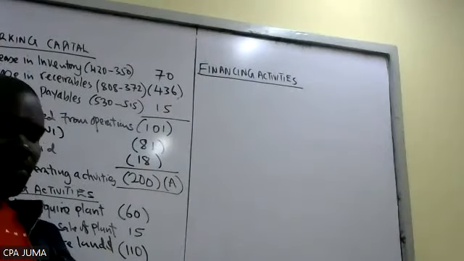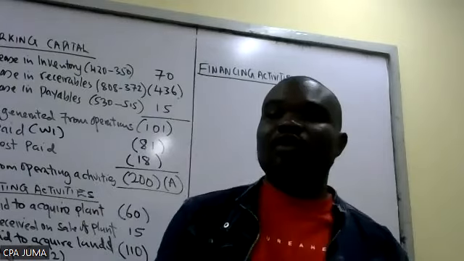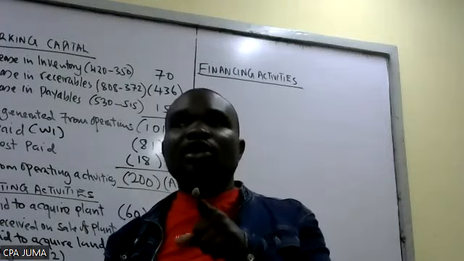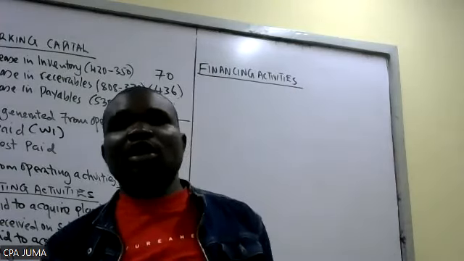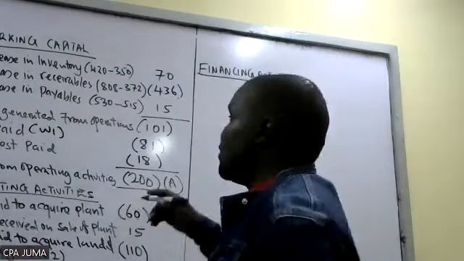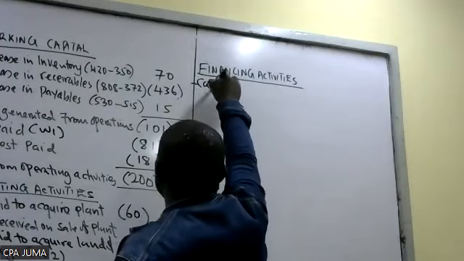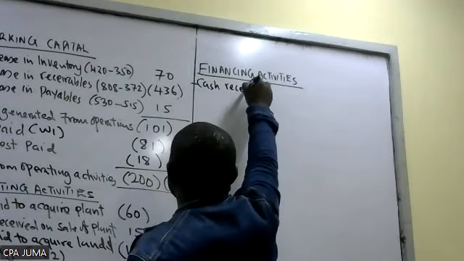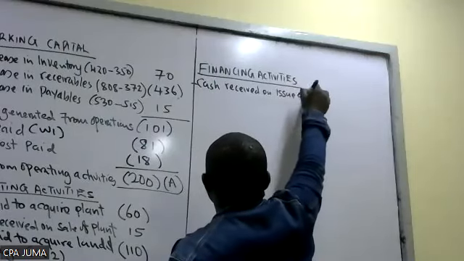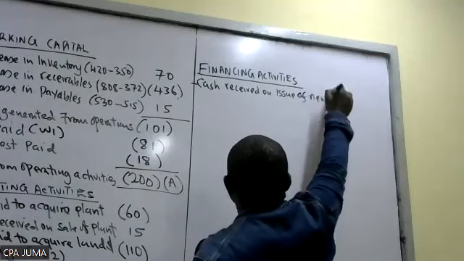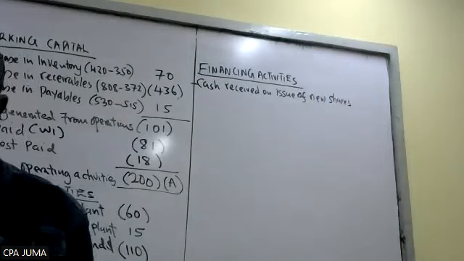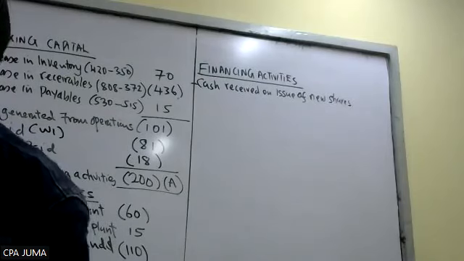So ordinary share capital, mostly, we check whether the company gave out shares. And how will you know they gave shares? If there is an increase. Increase in the value of shares means they issued. And shares are not issued for free. They are issued for cash. So come here and tell me, cash received on issue of new shares.